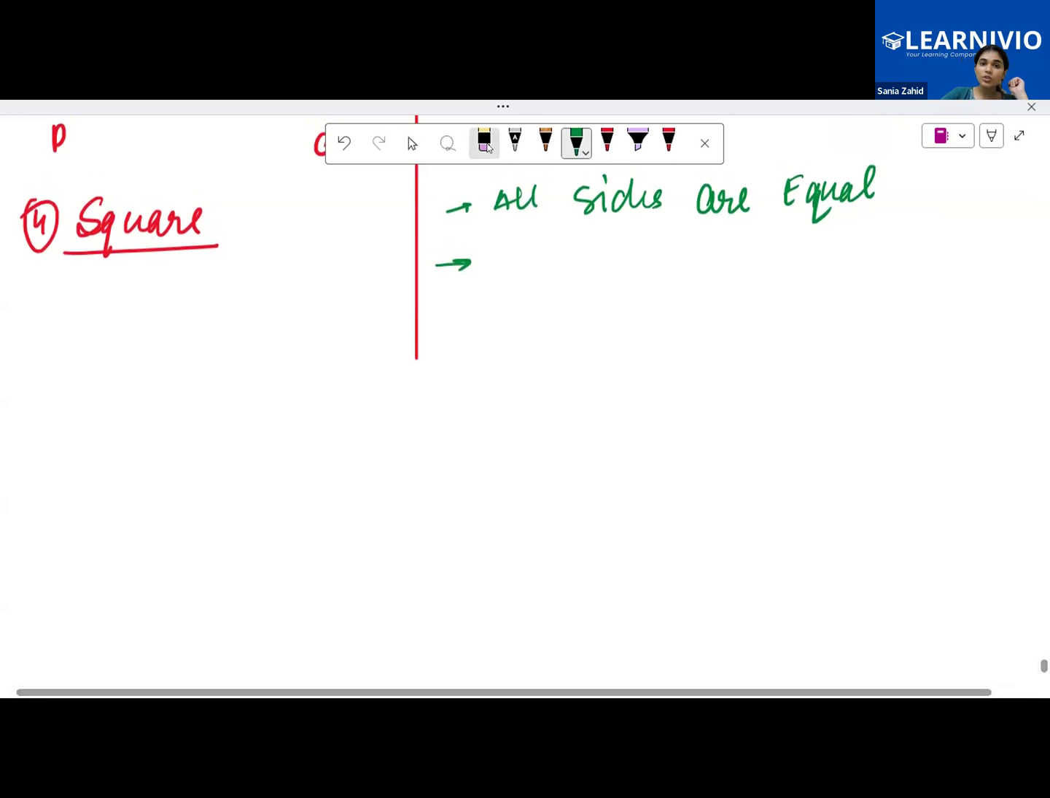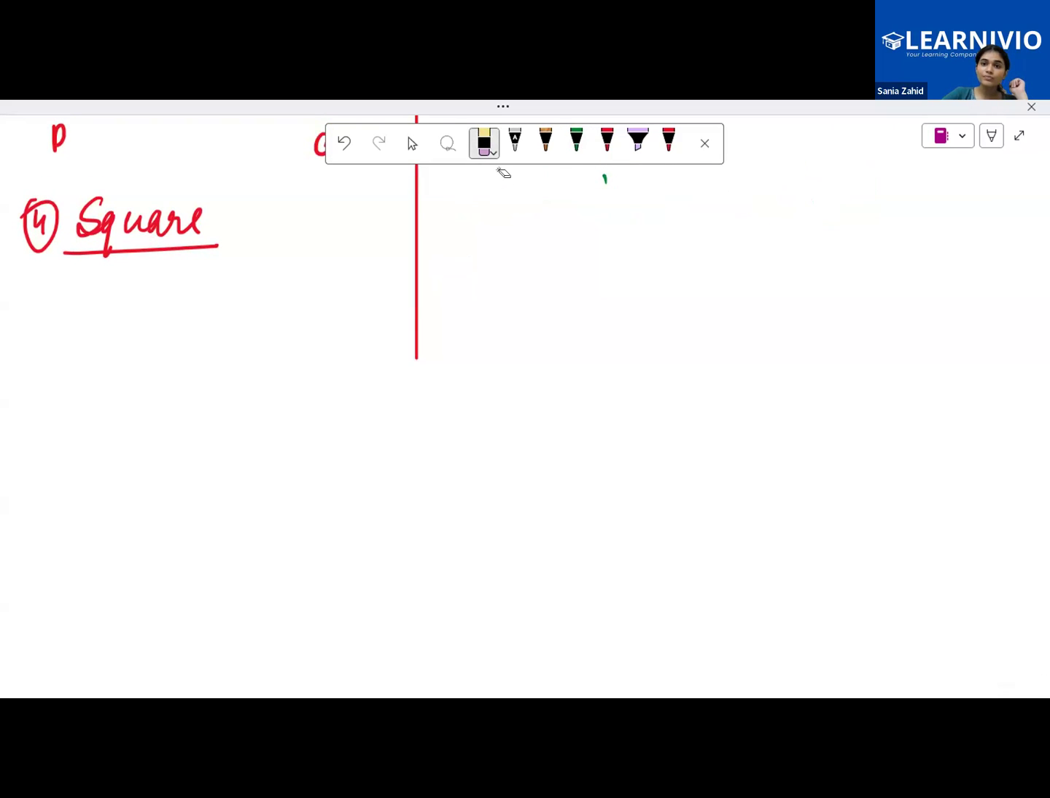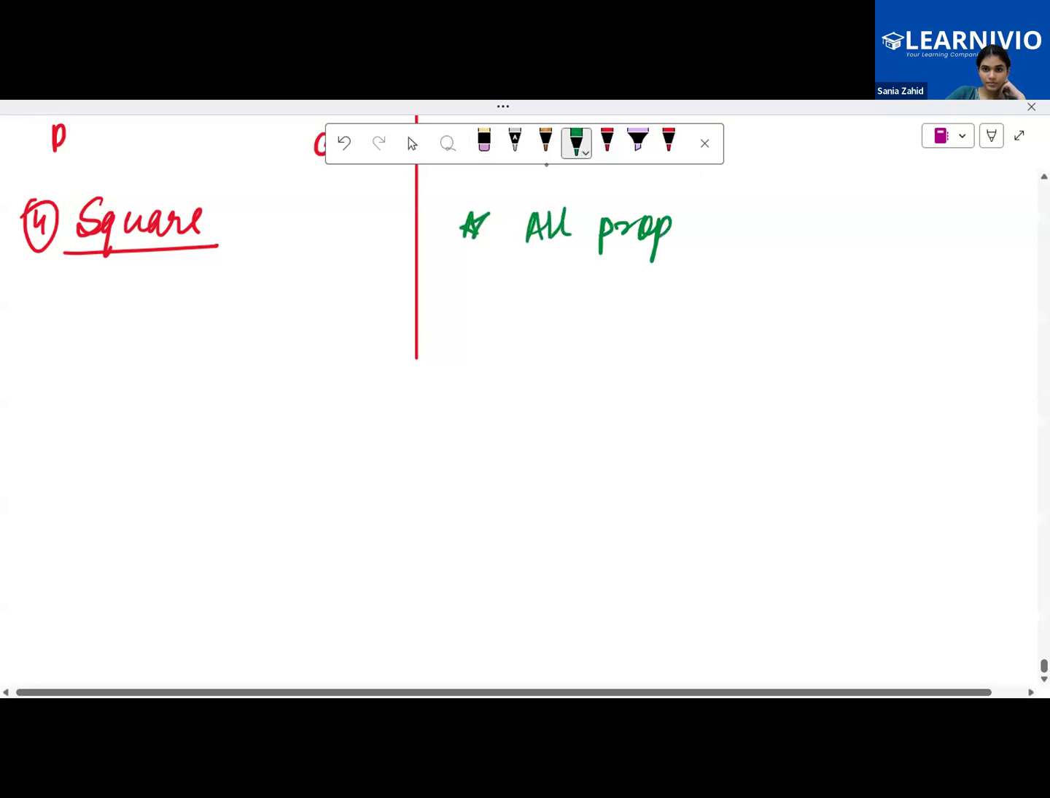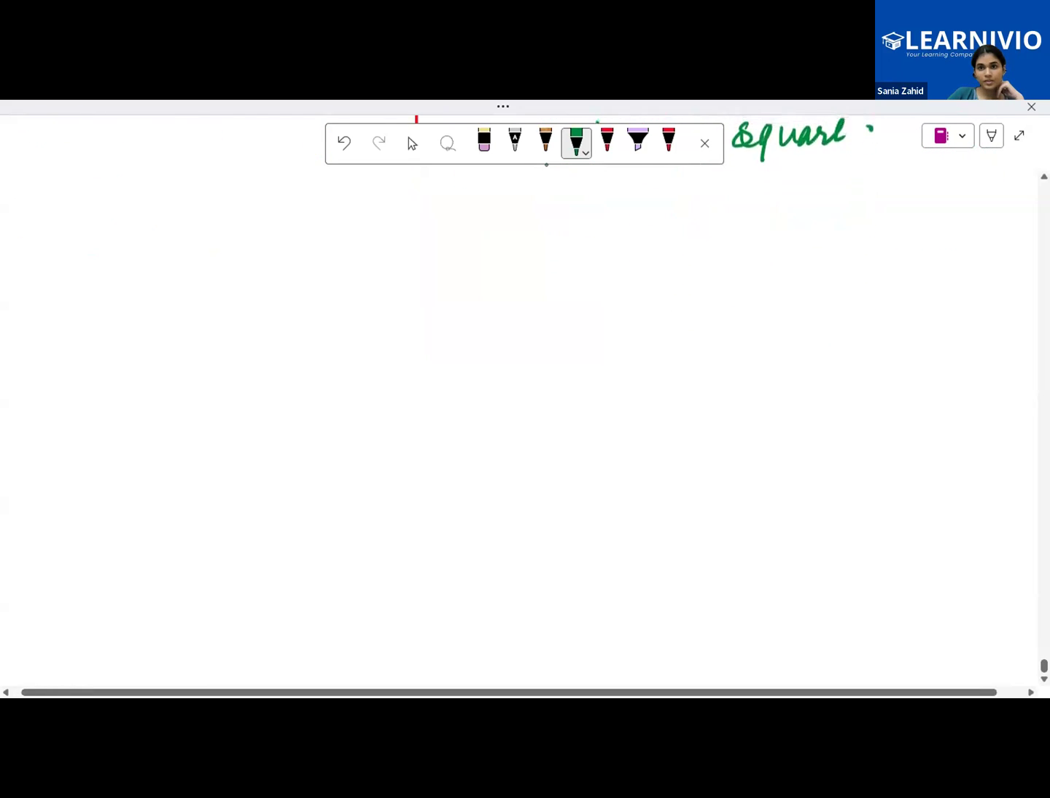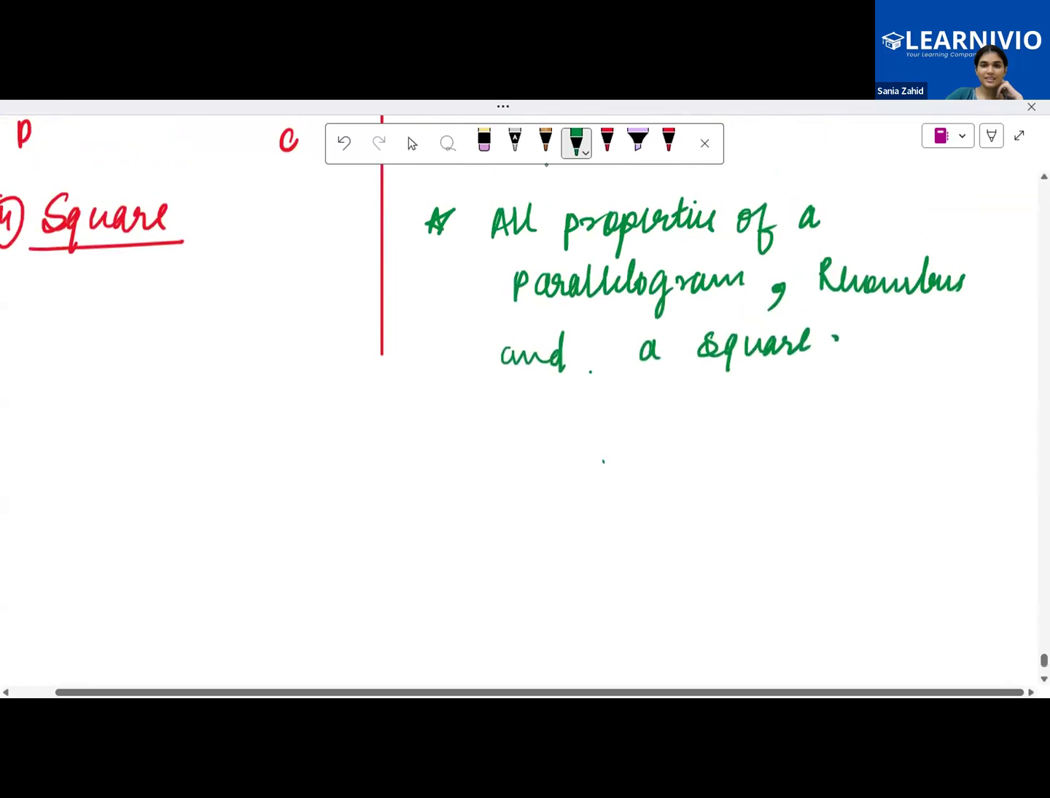So basically, when you mix the properties of a parallelogram, rhombus, and a rectangle, you get a square.